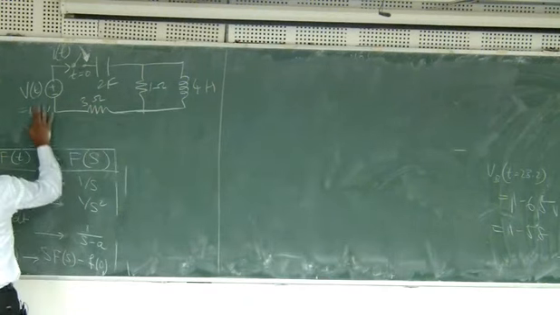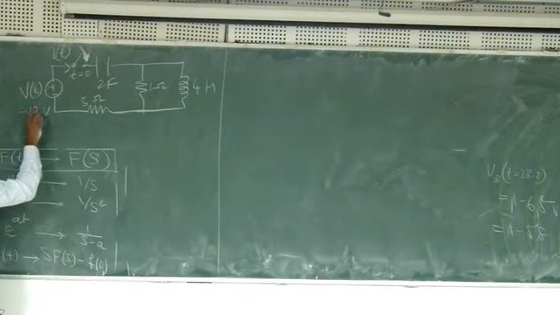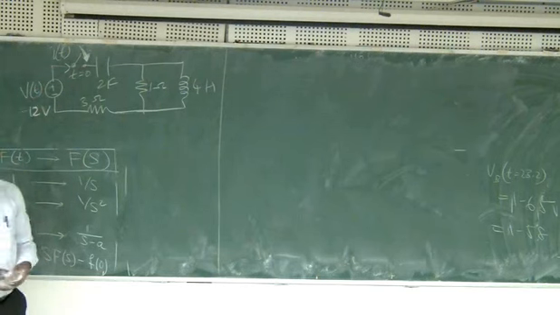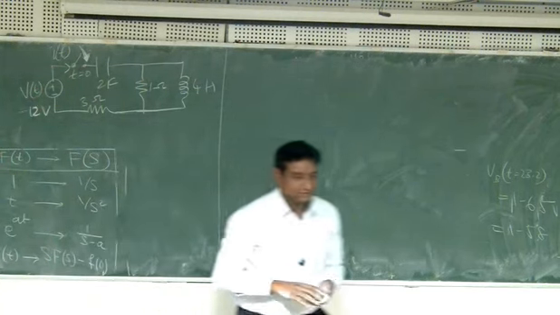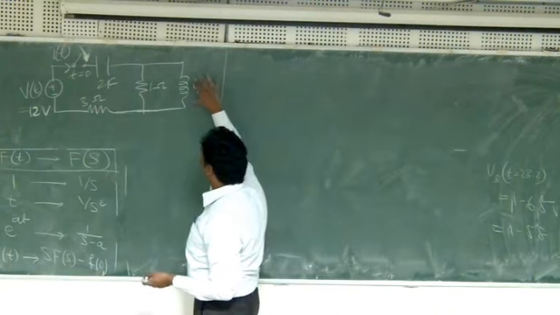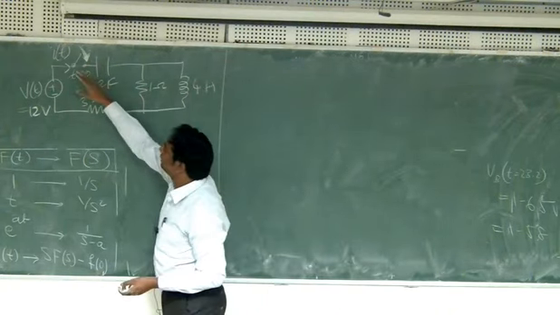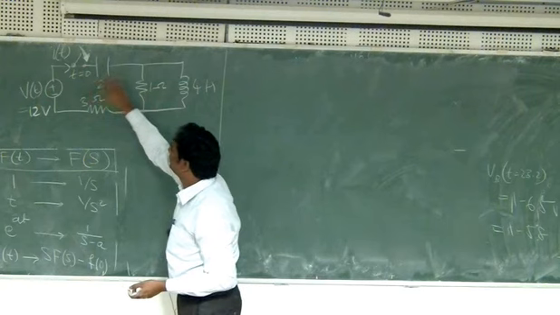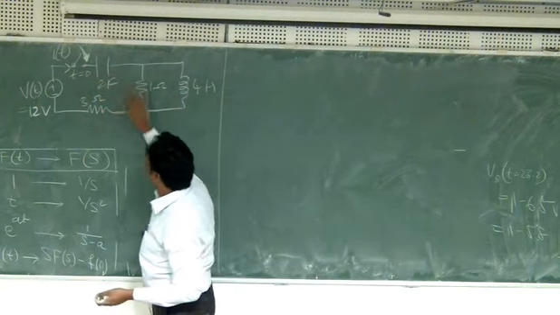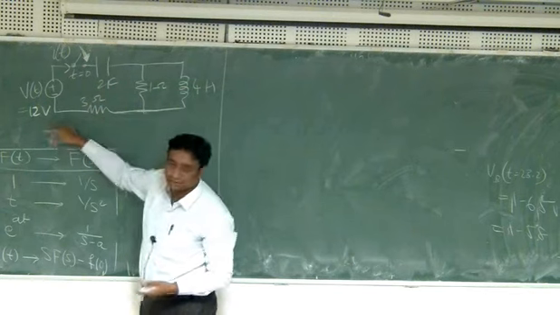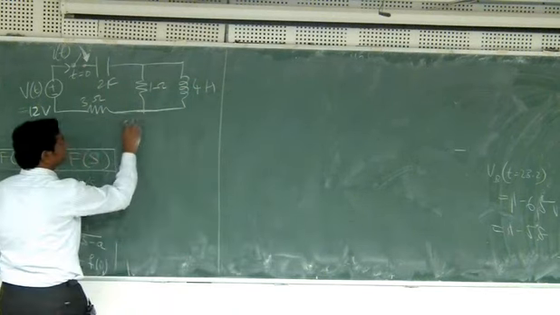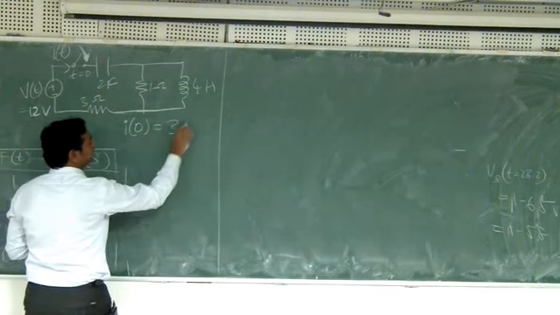I'll apply 12 volts. Immediately I close the switch, how much current will be there? 3 amperes. Most of you are saying 3 amperes. That is because this will act as open circuit, this will act as short circuit. I close the switch, then the only path is this one, and this is open. So 4 ohms resistance and 12 volts, so current is 3 amperes. So the initial condition, I of 0 is 3 amperes.